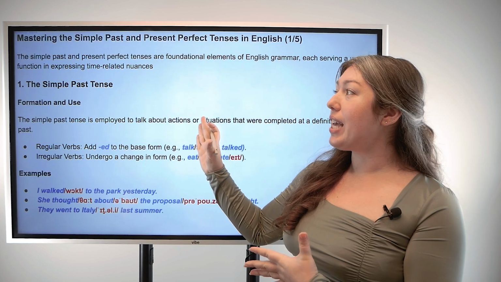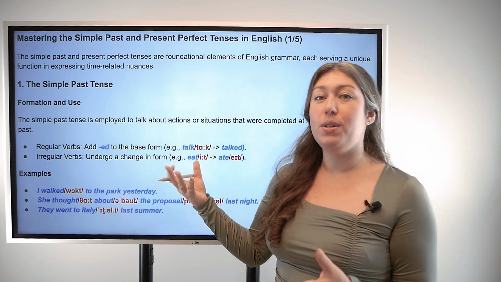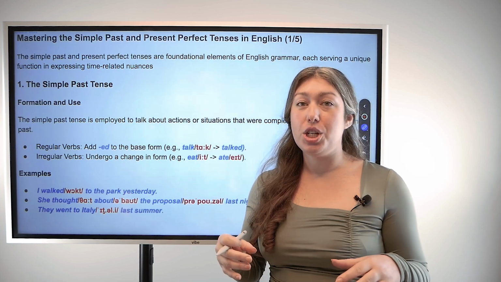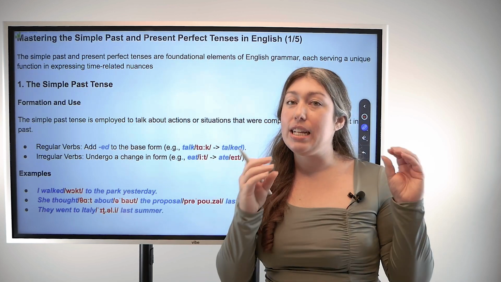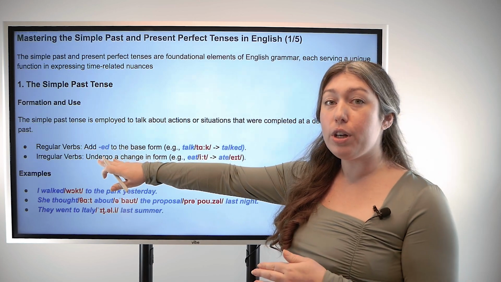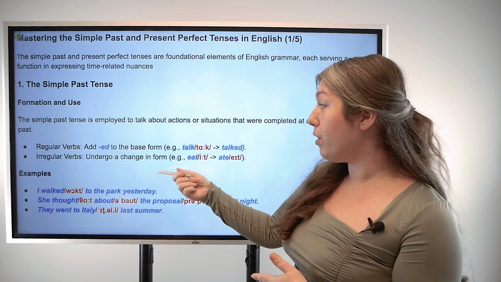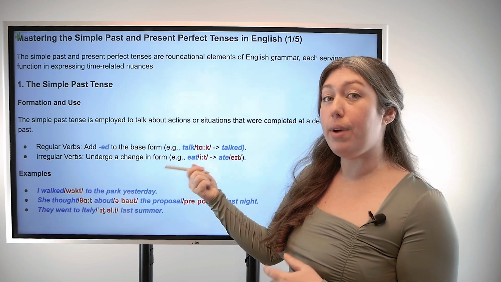So, let's look at simple past tense. Simple past tense is the tense that we use to describe actions or situations that have been completed at a specific time. And it's important to pay attention to regular verbs by adding ed because it happened in the past. And for irregular verbs, make sure that you're changing them to the correct form.